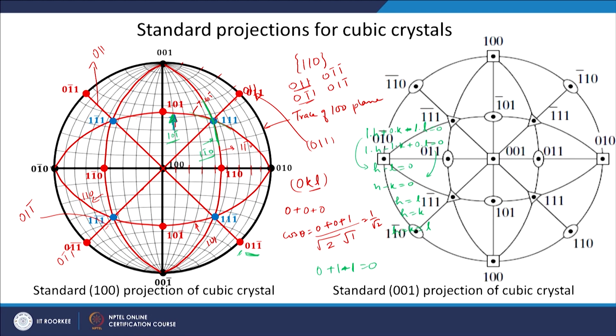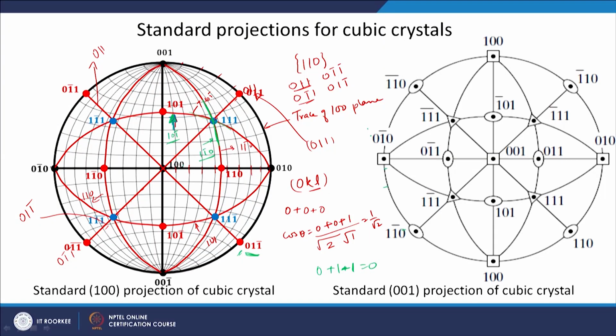Now you can see that all these planes are indexed. And now we are comparing it with a standard stereographic projection, which you may see in any book. So, this is how it will look. Only a slight difference is there, that we have plotted here a 1 0 0 projection, whereas in this case it is a 0 0 1 projection. So, slightly the poles will change, but the rest of the things will remain the same. The angular relationship will be consistent in both the projections.